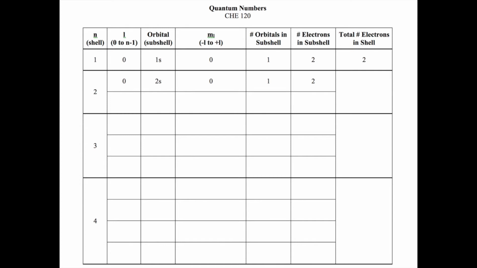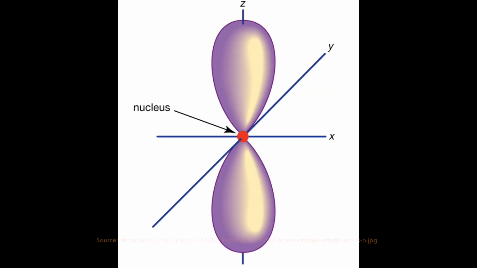Now in the second shell, we will also have a new subshell. We have a new value of l that's possible, and that's l equals 1. In the second shell, that's our maximum value of l. And so when l equals 1, that describes to us an orbital that has a particular shape in three-dimensional space, and that's going to be a dumbbell shape. So that will define our 2p subshell.